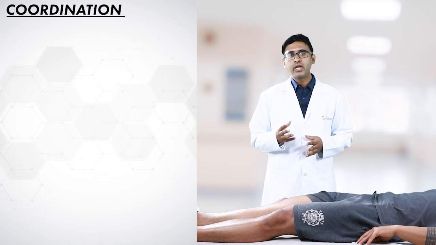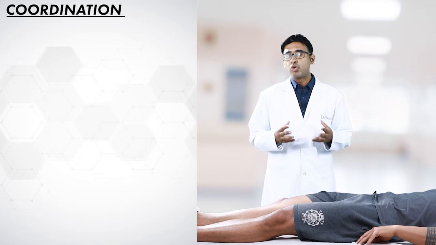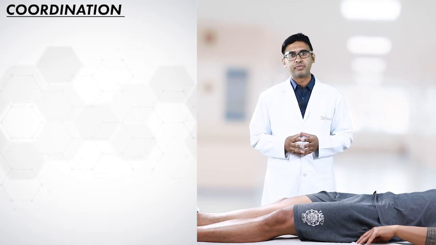The next aspect of testing the motor system is looking for coordination. Incoordination or ataxia is an important sign of cerebellar disease. We are going to be demonstrating looking for coordination in the upper limbs and the lower limbs.